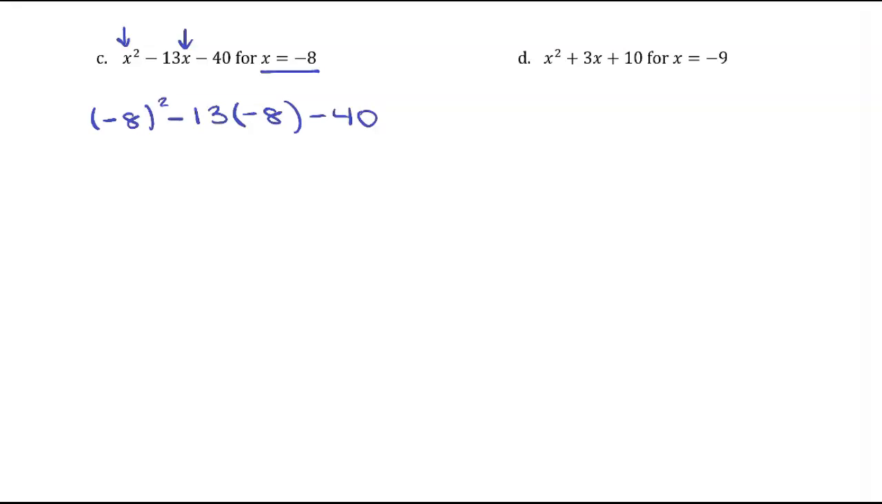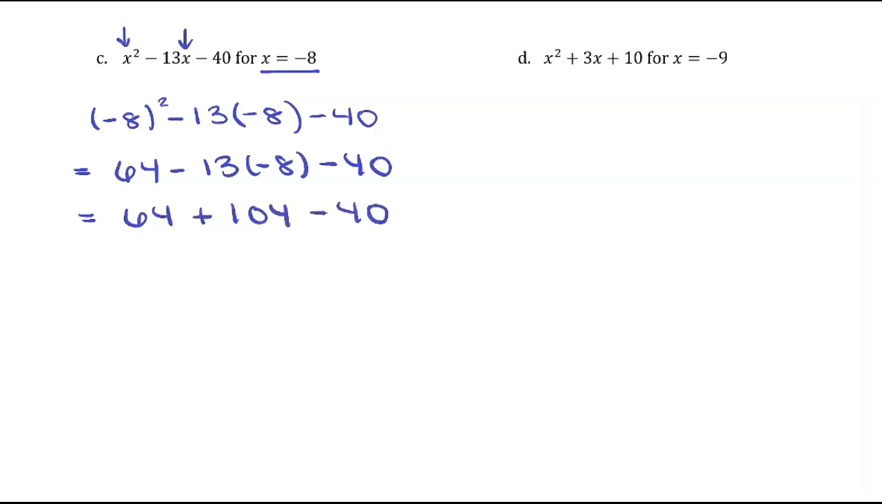Using good order of operations, we will do our exponents first. Negative 8 squared, that's negative 8 times negative 8, or positive 64. Again, using good order of operations, we'll move on to multiplication. Now we have negative 13 times negative 8, which is positive 104. Finally, we can move on to addition and subtraction in order. And if we have positive 64 plus positive 104, that's positive 168. And if we subtract off that 40, we get 128.